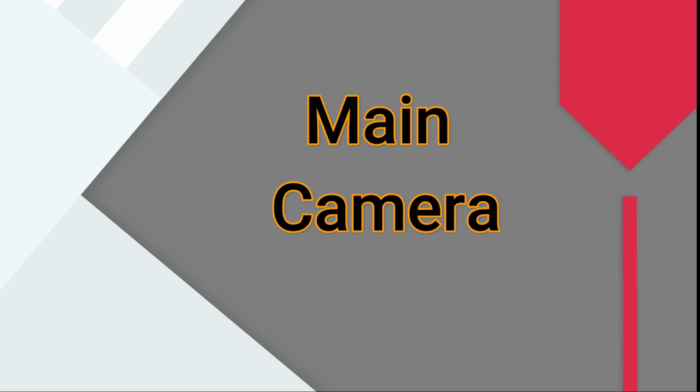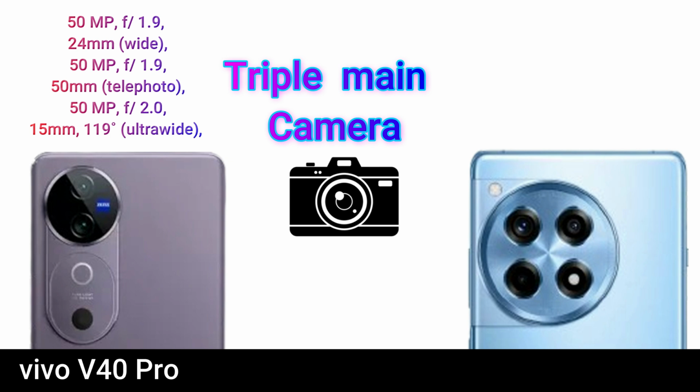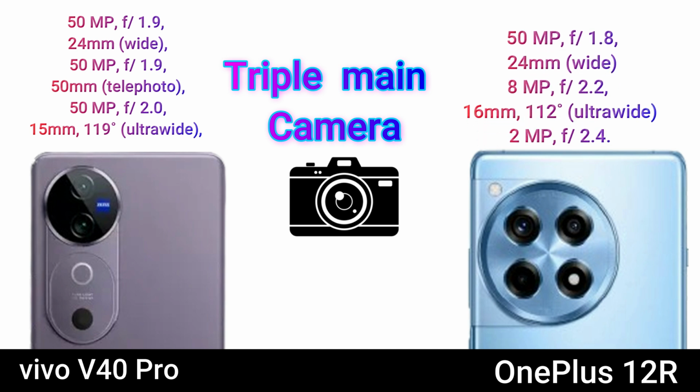Main camera. Triple main camera of Vivo V40 Pro is 50MP, focal ratio 1.9, 24mm, wide, 50MP, focal ratio 1.9, 50mm, telephoto, 50MP, focal ratio 2.0, 15mm, 119 degrees, ultra-wide, while triple main camera of OnePlus 12R is 50MP, focal ratio 1.8, 24mm, wide, 8MP, focal ratio 2.2, 16mm, 112 degrees, ultra-wide, 2MP, focal ratio 2.4.